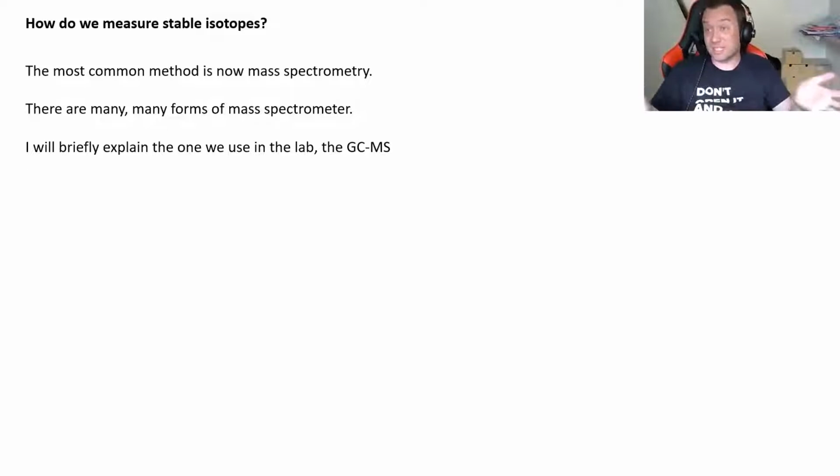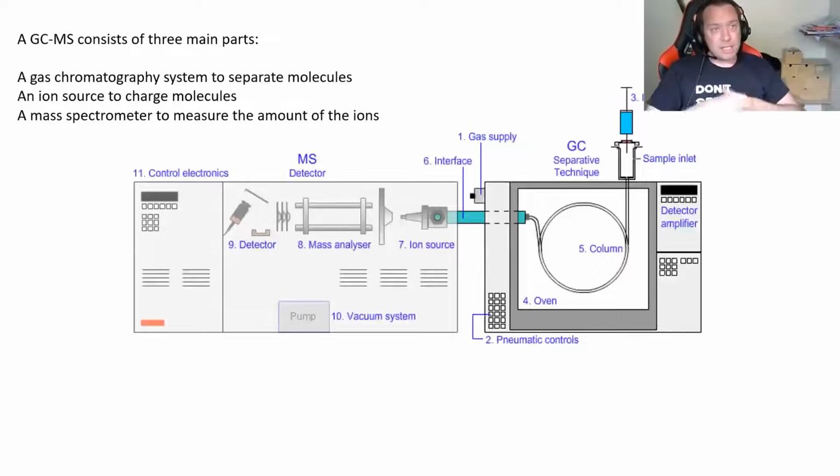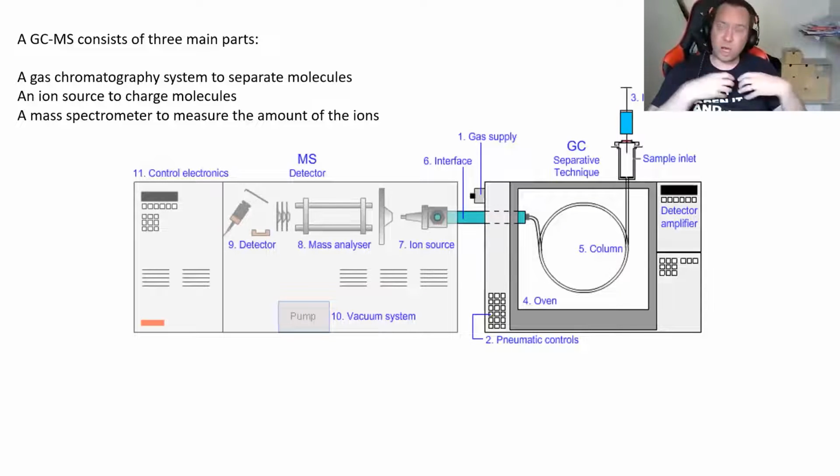And it is one of the most basic that you can buy. A GCMS consists of 3 main parts. It consists of a gas chromatography system to separate the molecules, an ion source to charge the molecules. Mass spectrometers all work by applying magnetic fields in order to separate things based on their mass-to-charge ratio. So pretty much every mass spectrometer requires a charged molecule, and ions are charged molecules. So you need to ionize your molecules to be able to measure them. And then the mass spectrometer itself, which will comprise a mass analyzer or a mass selector in most cases, and then a detector. Okay?